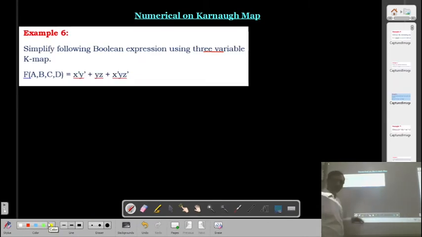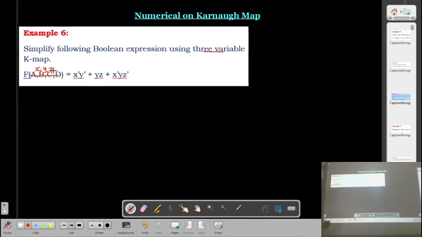Okay, now let us see the next example, number 6. Here the Boolean expression is given: simplify the Boolean expression using a 3 variable Karnaugh map. Remember, here the function is given as a, b. So here there is a mistake. Instead of a, b, c, d, we have only x, y and z.